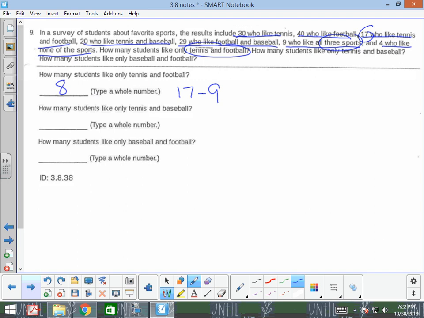How many students only like tennis and baseball? So where's tennis and baseball? Tennis and baseball is 20. So we're going to take 20 and again subtract 9 that all like all 3 sports. So 20 minus 9 is 11.